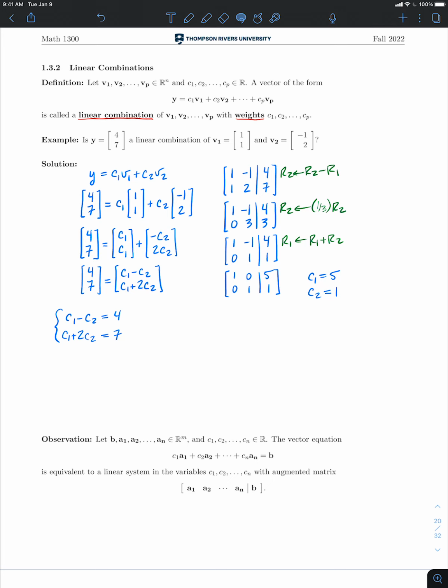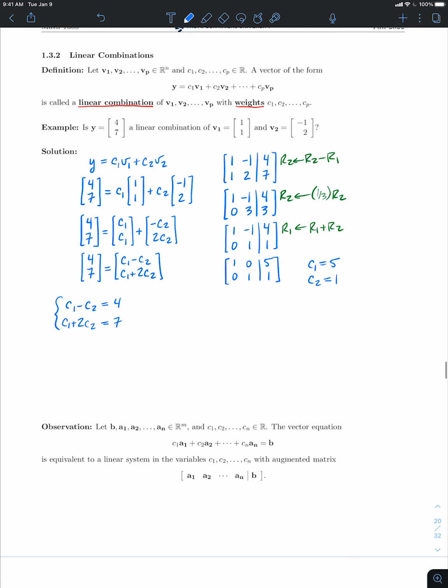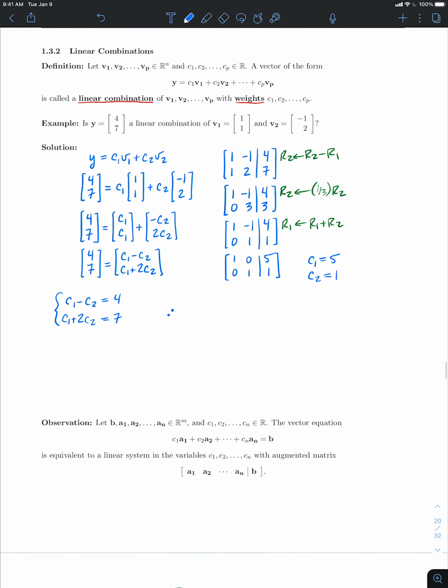Because we weren't asked to just solve this linear system. We were asked, is this possible? And it turns out, if we got a solution to our system, the answer is yes. So that means we can say this. We can say, therefore, y is equal to 5 v1 plus 1 v2.